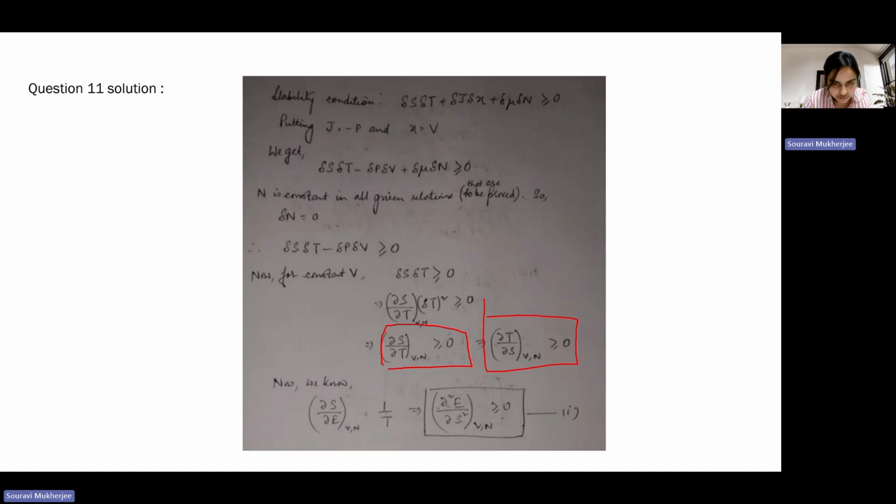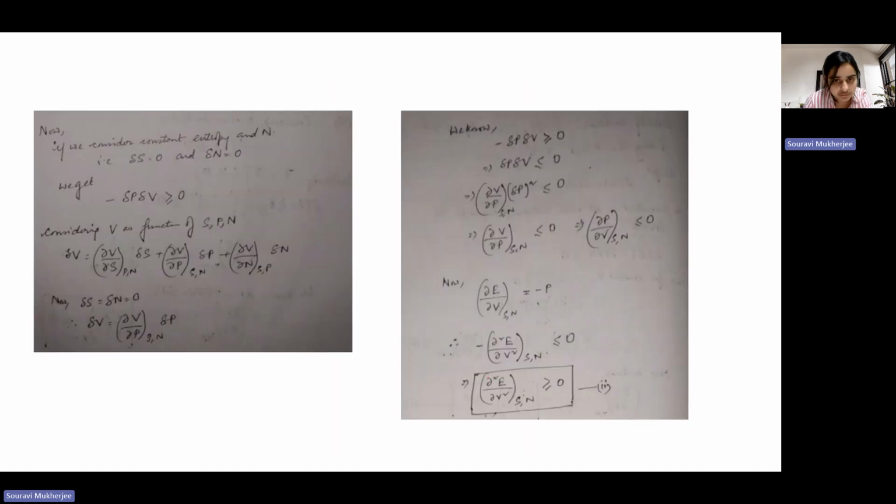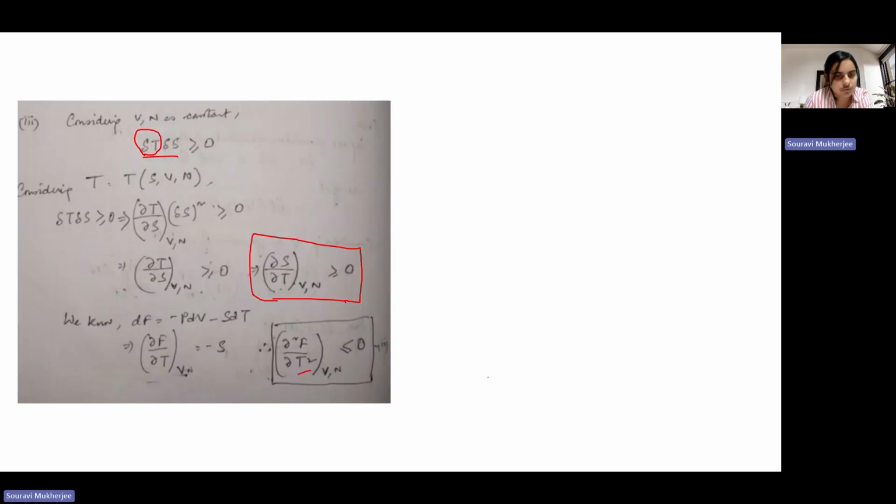But there you did a substitution based on what thermodynamic potential you're dealing with. That was internal energy. Now you're talking about Helmholtz free energy, so the expression will change accordingly. Look at the differential form of the Helmholtz free energy for this case. We know that del F del T at constant V and N will give you minus of entropy, right? So now you can substitute this here. What will you get? Del square F del T square less than or equal to 0. So that's how I got to this expression.